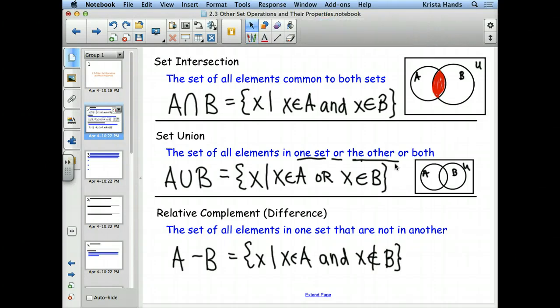And now I want the union. So what part of this picture is the union describing? So by both, what do you mean? Okay, so we want the part that's in circle A, the part that's outside in circle B, and the part that's in the middle of the intersection. So we need to include all of it. So we get the part over here in A, we get the part in the middle, and we get the part in B.